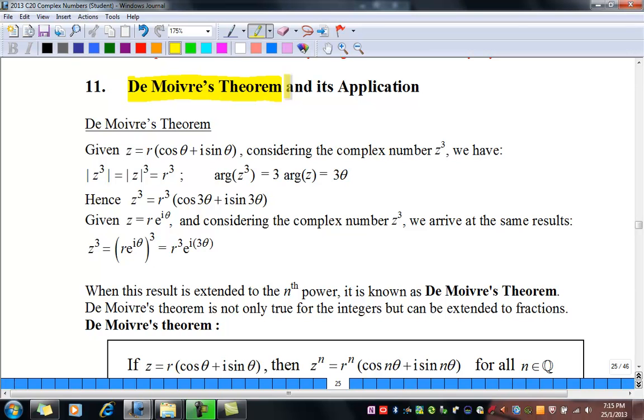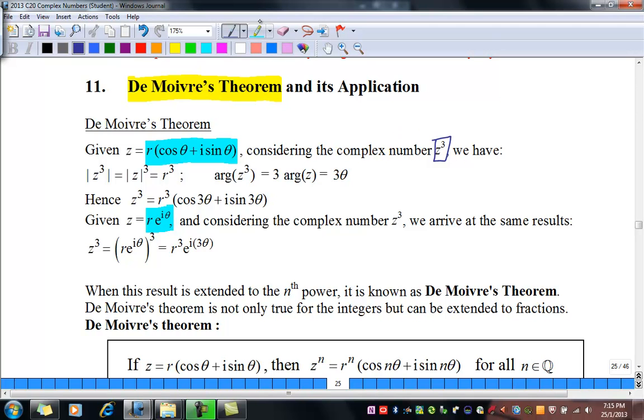Now suppose we are given a complex number z, whether we are given it in polar form or exponential form, it doesn't matter. So I'm going to go through the polar form version first. Now let's consider z cubed. Because of what we have seen from the properties of argument and modulus, I know that the modulus of z cubed will be the modulus of z cubed, which will be just r cubed. And the argument of z cubed will be 3 times the argument of z, which will be 3 theta.